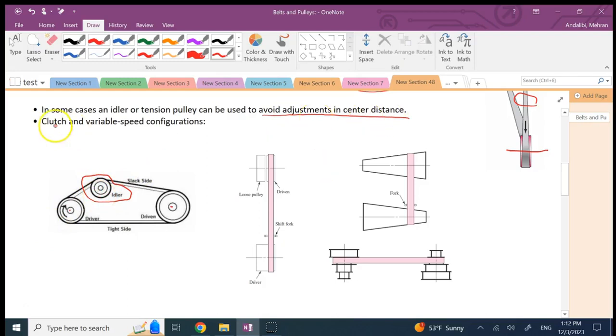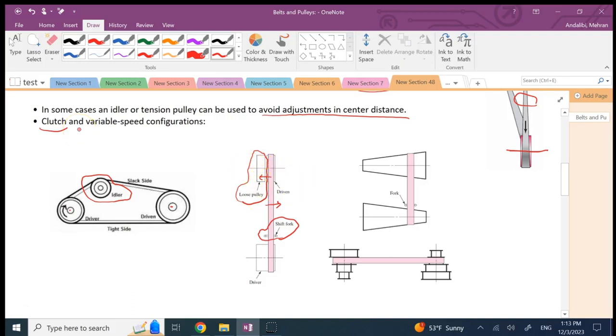Can I have something like a clutch for pulleys? Can I disengage the power in pulleys? Yes. If you look here, this is the driver pulley, and this is the driven pulley, and then you have a loose or idler pulley. And here you have this shift fork. If you move it to the left and the belt sits on the loose pulley, then the power is not transferred to anything. If you shift it back to the right, it comes onto the driven. Now you're transferring power.